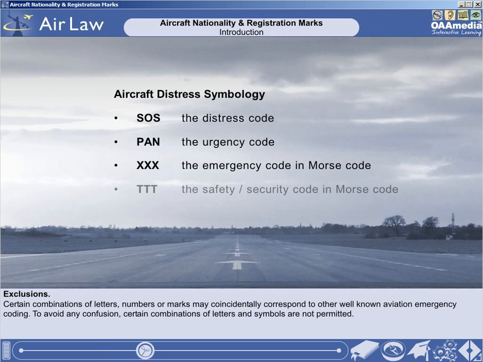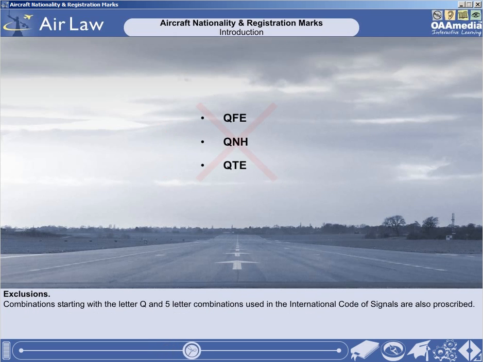Certain combinations of letters, numbers, or marks may coincidentally correspond to other well-known aviation emergency coding. So to avoid any possible confusion, the following combinations of letters and symbols are not permitted. Combinations starting with the letter Q and 5-letter combinations used in the International Code of Signals are also not permitted.